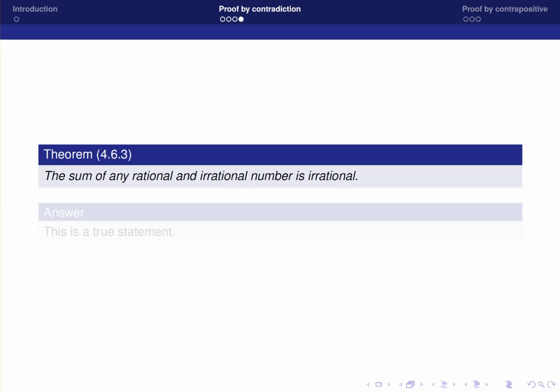Let's take a look at theorem 4.6.3, which is another example of a proof by contradiction. Here, the theorem says that the sum of any rational and irrational number is irrational. So in other terms, if I added things like 3/2 plus square root of 2, since the first one is rational and the second one is irrational, then my solution is going to be something that is irrational.